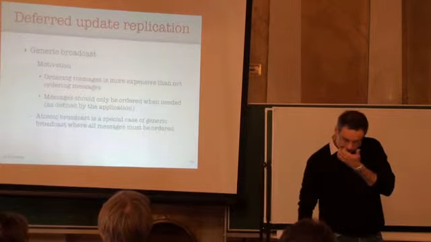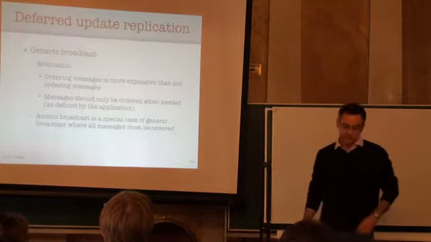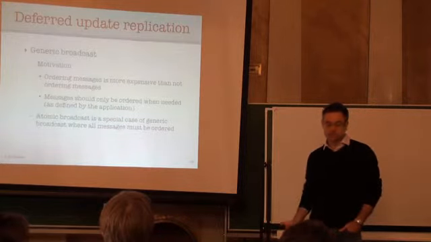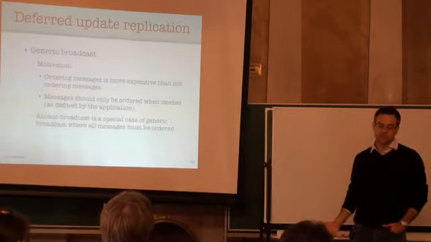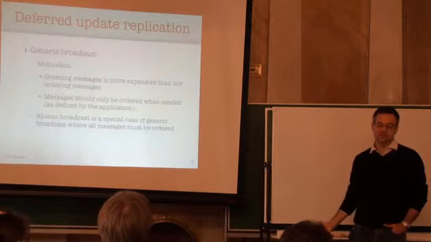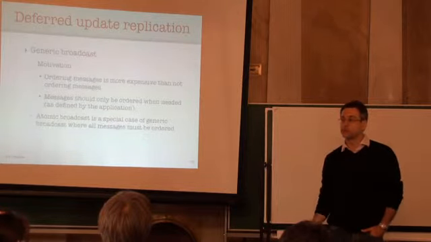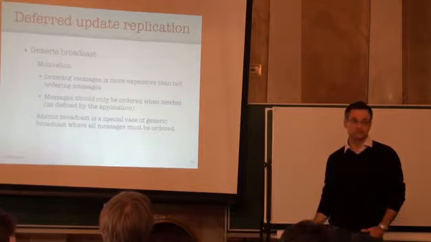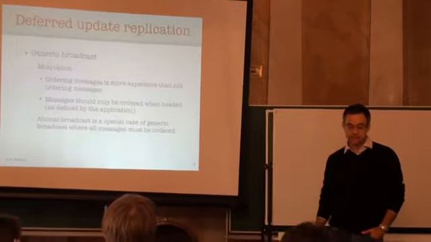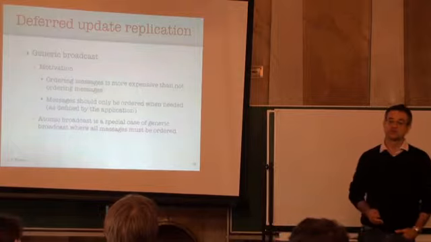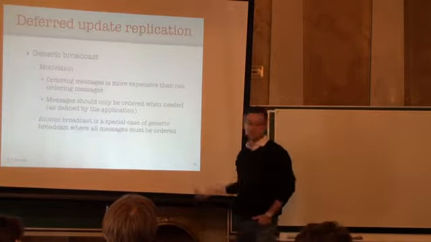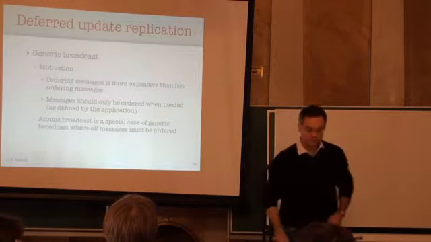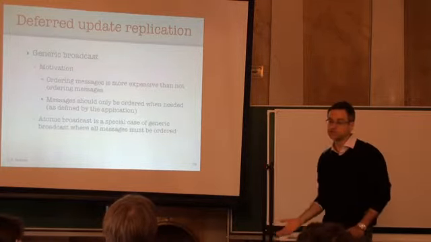So why do we do this? Well, in reality, atomic broadcast is an expensive property, an expensive communication primitive, because of the order requirement. So implementing total order is expensive, and since the applications not always need this total order, it may be more efficient to only provide it when it's really necessary. That's the motivation. So actually, atomic broadcast is a special case of generic broadcast.